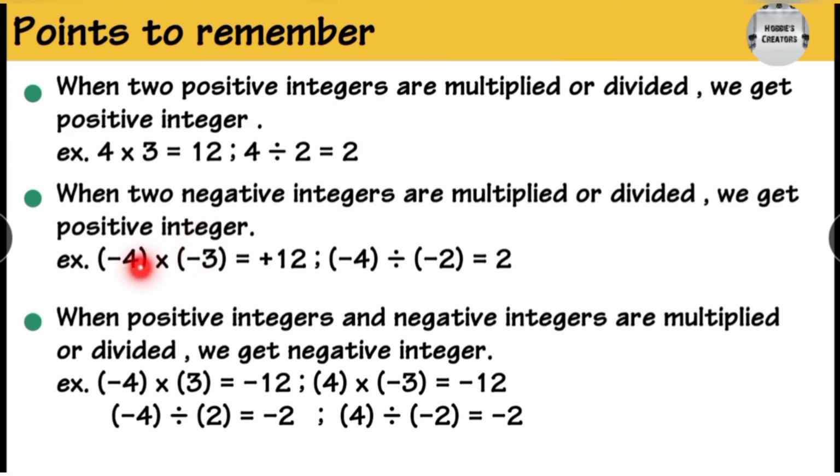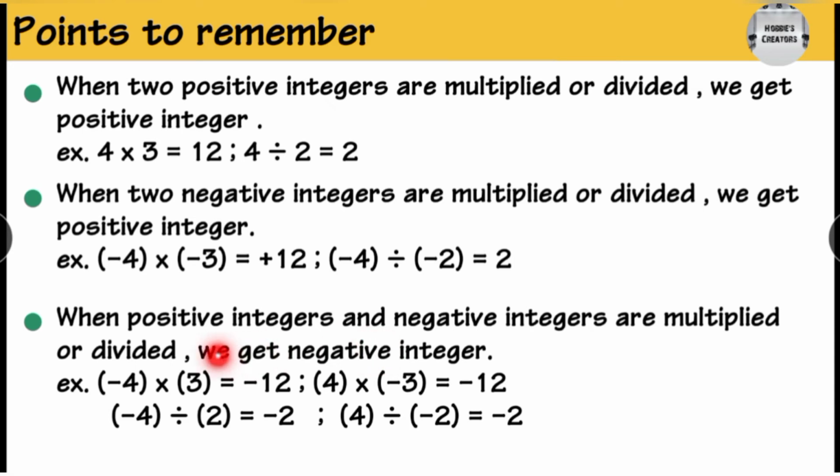Okay. So 4 times 3 is nothing but 12. So minus into minus is nothing but plus. The same here. See here, 4 divided by 2 is nothing but 2. So minus into minus becomes plus. So the answer is positive. Okay. Next one, when positive integers and negative integers are multiplied or divided, we get a negative integer.